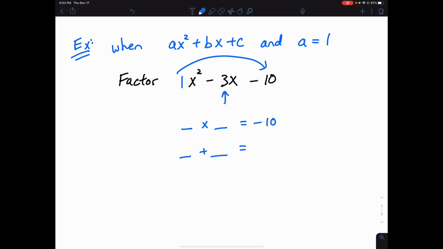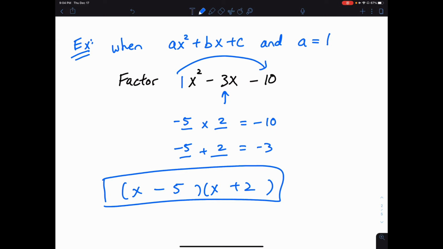The addition number is basically whatever is connected to the x variable, which in this case is negative 3. So think about two numbers such that when you multiply the two, they give you negative 10, but when you add the two, it gives you negative 3. In this scenario, you should be thinking of negative 5 and positive 2. Now, when a is 1, you can simply put two brackets, both with an x in it. One gets the minus 5 and one gets the plus 2, and then you're done.